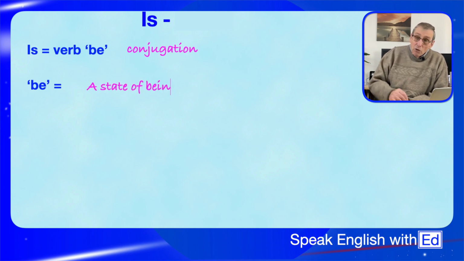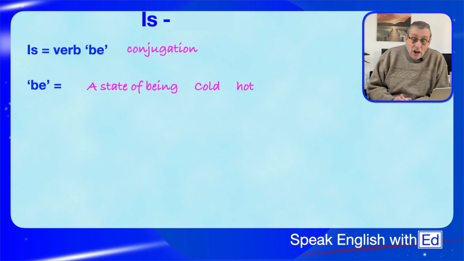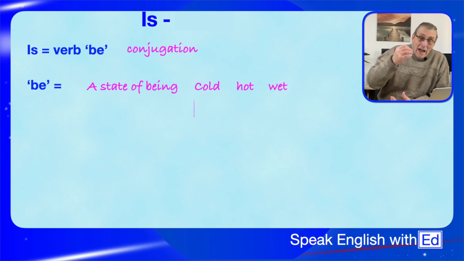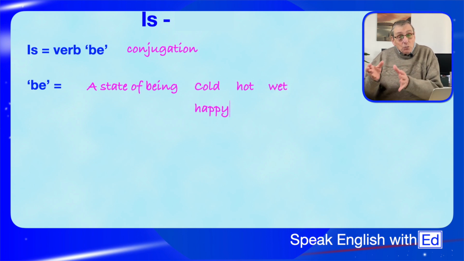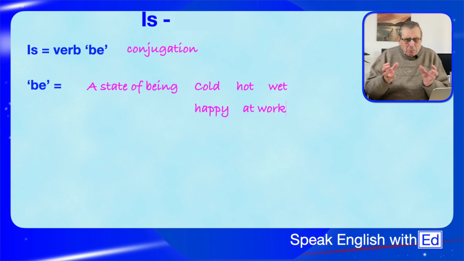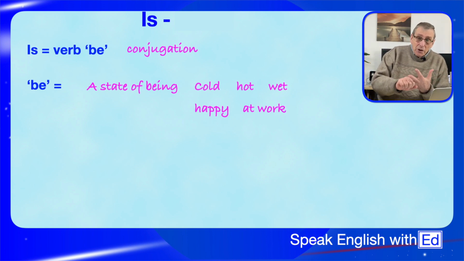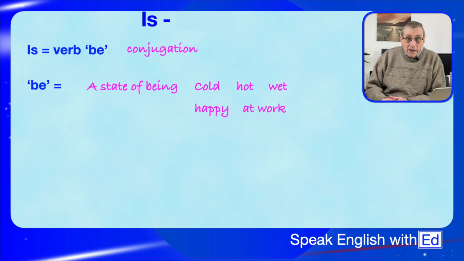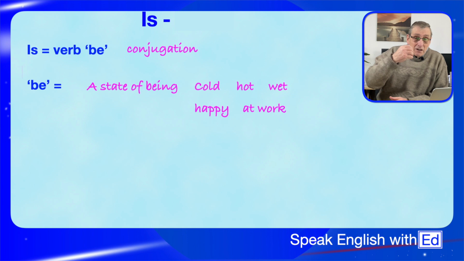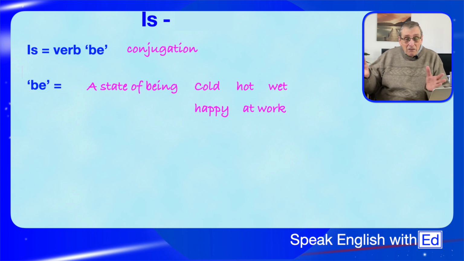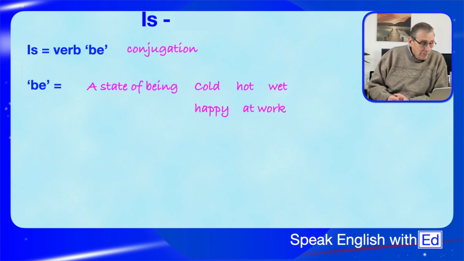So you can be cold, you can be hot, you can be wet, you can be happy, you can be at work. It's a state of being, whatever it is you're talking about, whether it's you, whether it's somebody else, or whether it's something else, it has a state of being. It can be still. It can be he is happy. Whatever, it's a state of being.